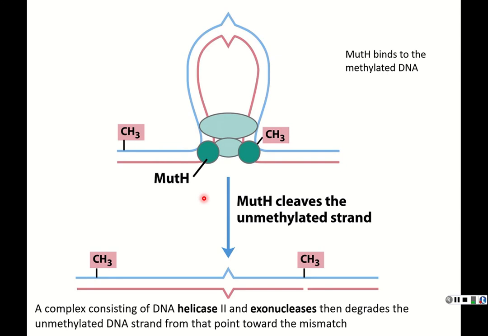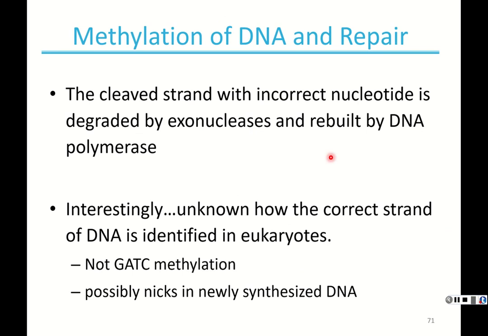Okay, and when it binds there, what happens? It actually cleaves the unmethylated strand, so the daughter strand is cleaved. It kind of makes this bubble here with that mismatch in the center of it. It cleaves that daughter strand, and then it will degrade the unmethylated DNA strand to the point of the mismatch. The cleaved strand with the incorrect nucleotide is degraded by exonuclease, one at a time, and then it's rebuilt by a DNA polymerase.